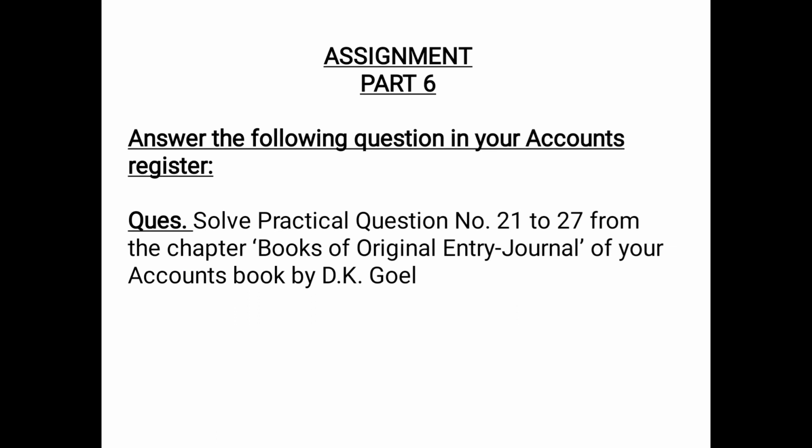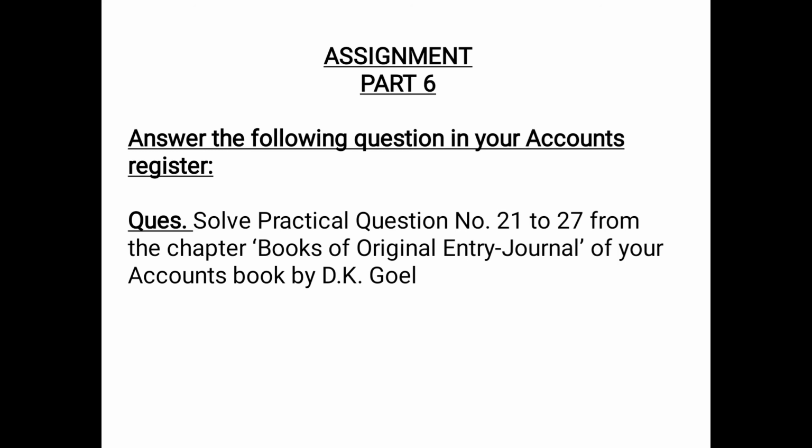This is the assignment based on the entire chapter. You have to answer the following question in your accounts register. You have to solve practical question number 21 to 27. That means 21, 22, 23, 24, 25, 26 and 27 from the chapter Books of Original Entry Journal of your accounts book by D.K. Goel.